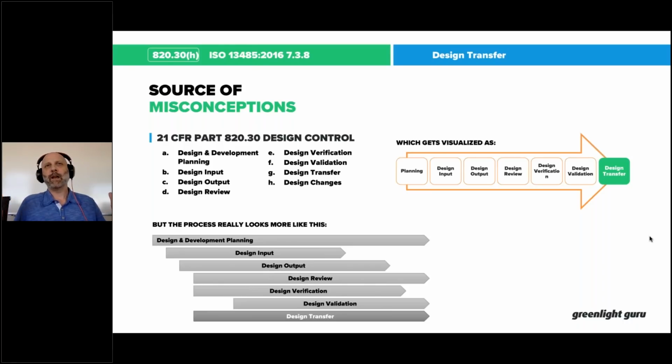Generally, I'm not just going to do design and development for the sake of doing design and development. Generally, what I'm trying to do is design and develop a product so that I can launch it into the marketplace so that I can help patients who can benefit from my technology. So I'm moving to a point where I want to get into the market. And so I've got to think about design transfer as I'm progressing through the process.